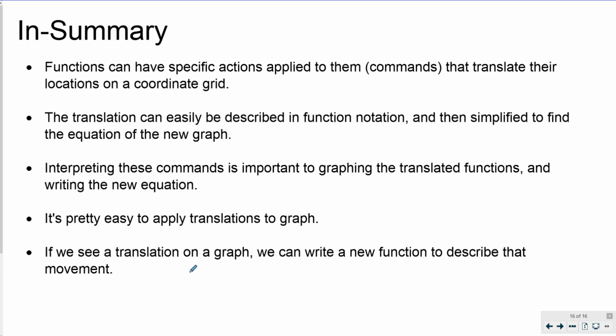If we see a translation on a graph, we can write a new function to describe that movement, like we just did, where I went from x squared plus 3 to x squared minus 2.